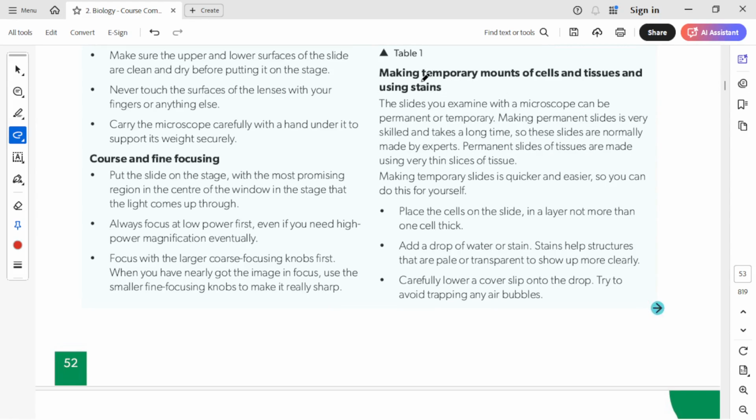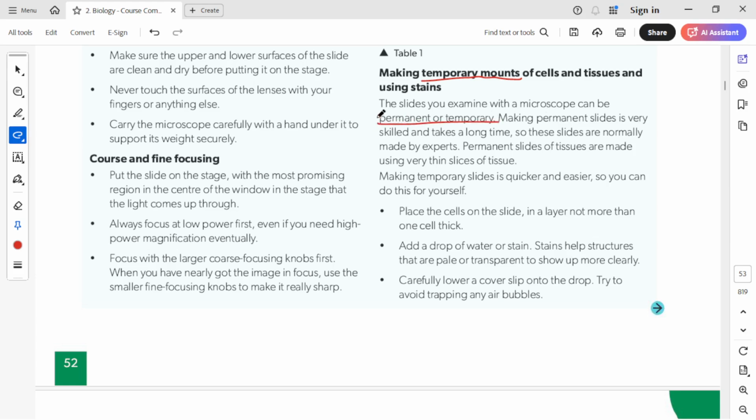So what are temporary mounts and what are permanent mounts? Let's understand this. Just as I told you, we will keep our object, the thing that we want to see under the microscope, on a glass slide. The slides that you examine with a microscope can be permanent or temporary both.